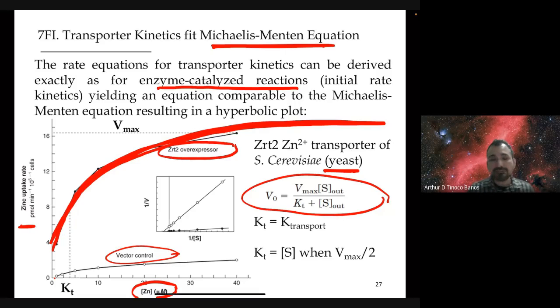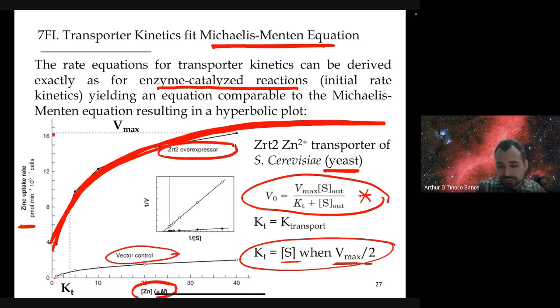One of the key features of this equation is this value here, the T. That's not a binding constant. Basically, it gives you a parameter of the relative enhancement of the rate of movement, right? And that occurs at a concentration of the substrate, in this case the zinc, when you have half the maximal velocity. And the maximal velocity is this parameter here at the saturation of that curve.